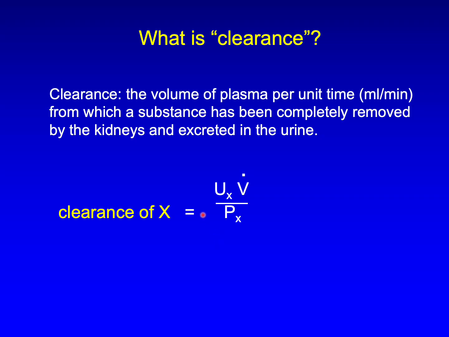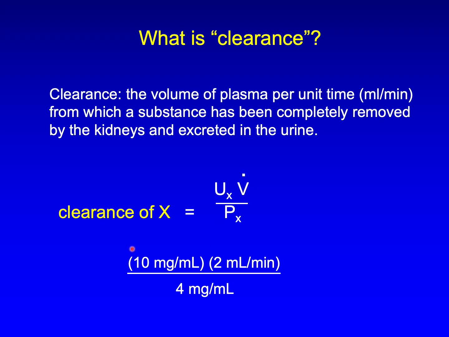First, we measure the rate at which X is excreted in the urine by multiplying the urine concentration of X, in this example 10 milligrams per mL, by the urine flow rate, 2 mLs per minute. So 20 milligrams of X, 10 times 2, are being excreted in the urine each minute. We know that the plasma concentration of X is 4 milligrams per mL, so when you see 20 milligrams of X appear in the urine, you know that the kidney had to completely extract X from 20 divided by 4, or 5 mLs of plasma, to make that happen. So the clearance of X is 5 mLs per minute.